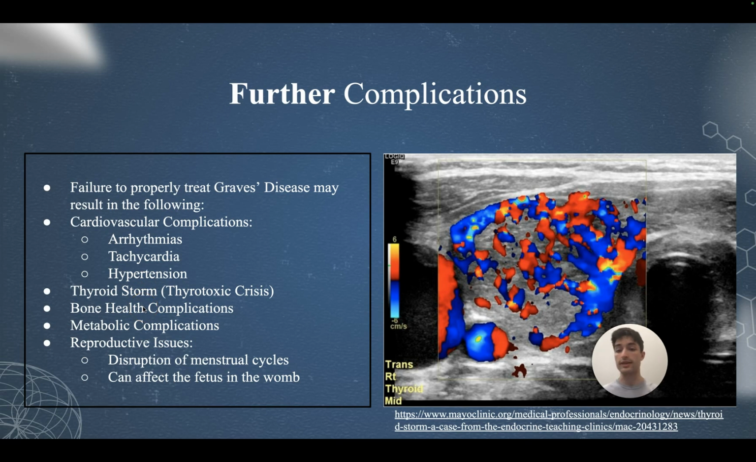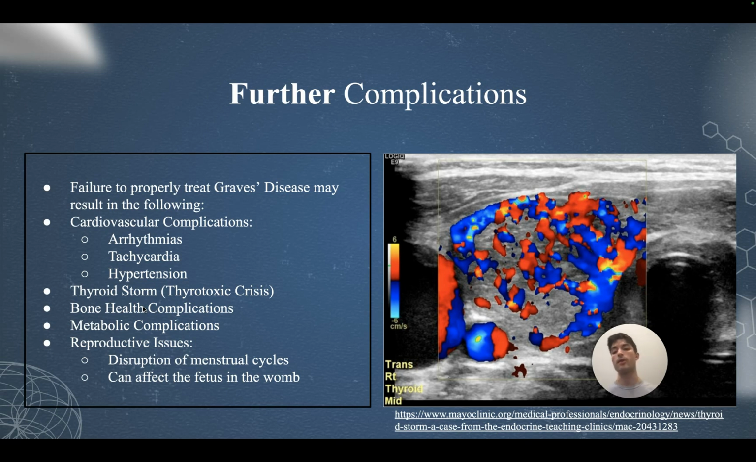You can also have things like a thyroid storm or thyrotoxic crisis. This is a very serious, rare, but life-threatening condition that can occur when the thyroid hormone levels become excessively high. This is a life-threatening issue, and if proper medical attention is not given, death is often the outcome.